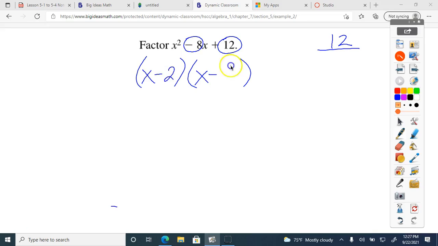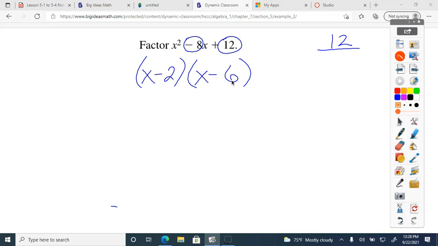-2 and -6. -2 times -6 is positive 12. -2 plus -6 would be -8. And we're done. That's it.